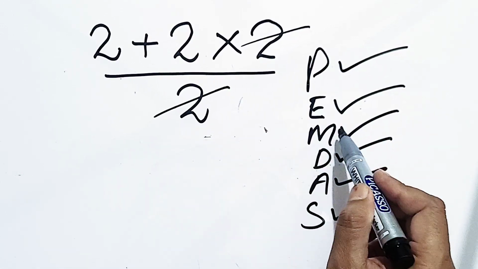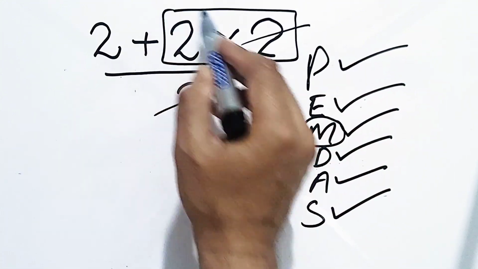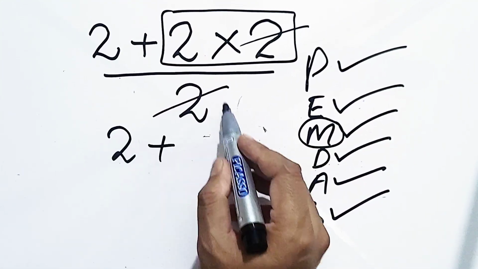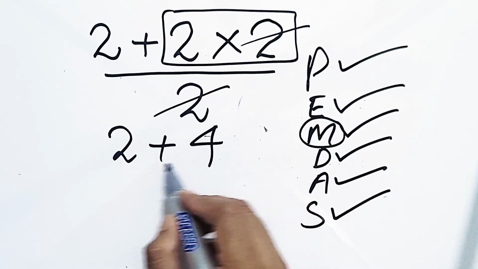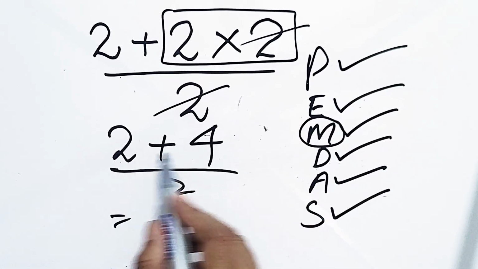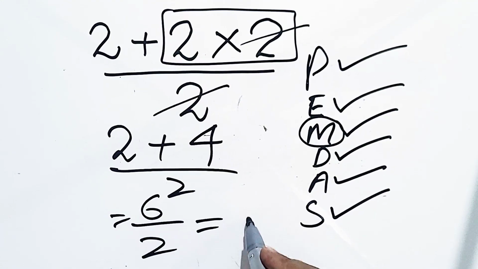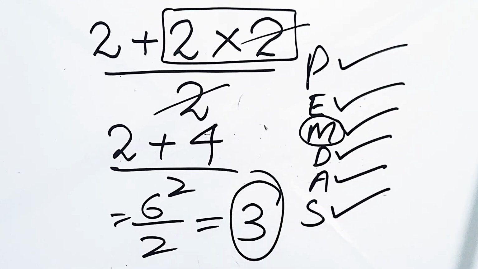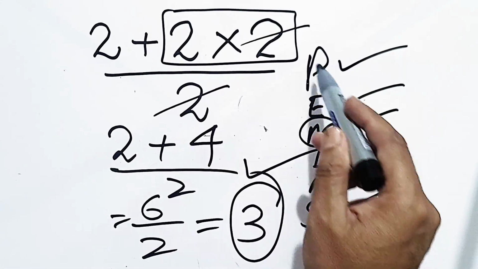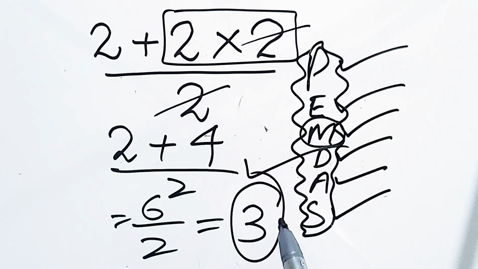According to this order, we have multiplication first. So 2 times 2 will be carried out. In the first step, we will get 2 plus 4 divided by 2. So 2 plus 4, it will be 6. 6 divided by 2, it will be 3. Hence 3 will be our correct answer according to the PEMDAS-based order of operations.